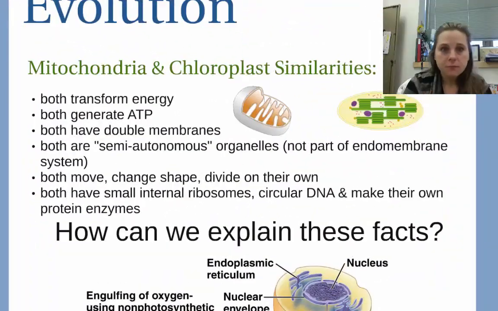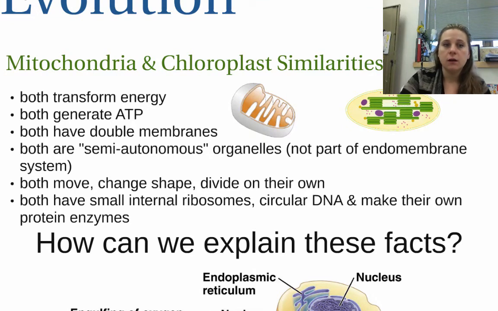And lastly, a little bit on the evolution of matter processing. Mitochondria and chloroplasts are super similar. So we've mentioned this. Both transform energy, both generate ATP. They both are double membrane bound. They are, in some cases, autonomous. So they are not part of the endomembrane system, which means they're free floating. They have some independence that's very different from a lot of the other organelles. They move, they change, they divide. They have their own internal ribosomes for protein synthesis, which is crazy.